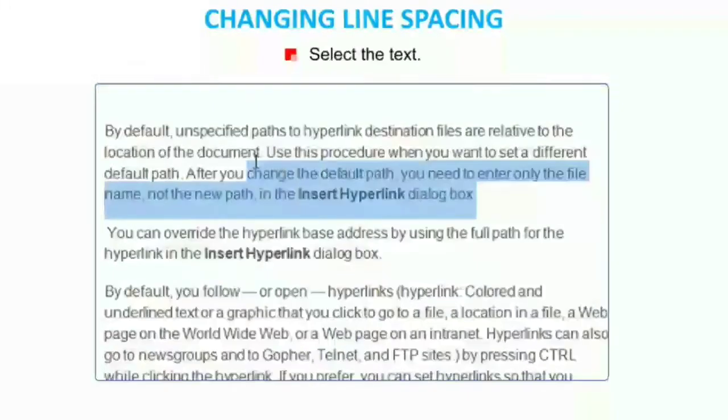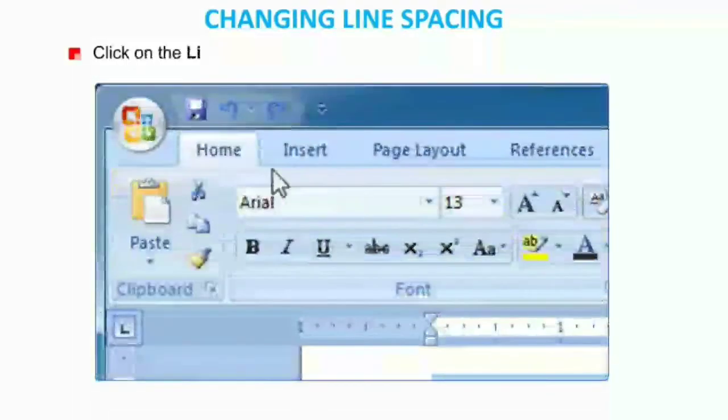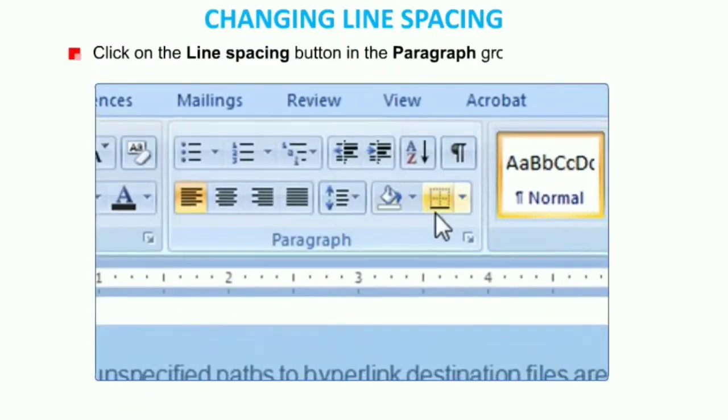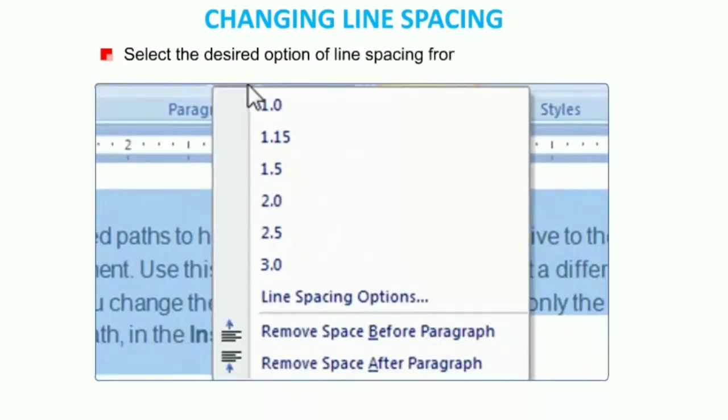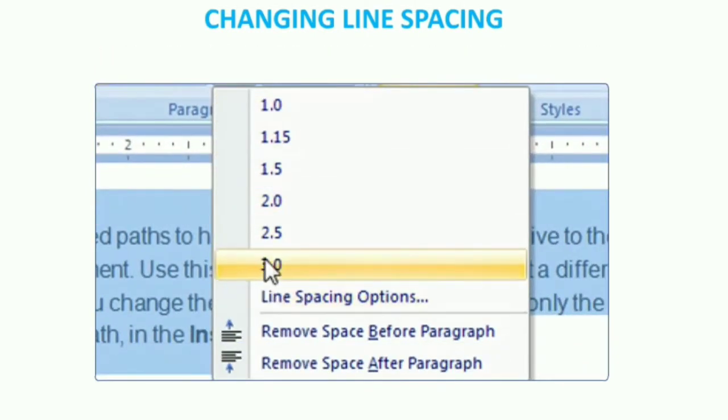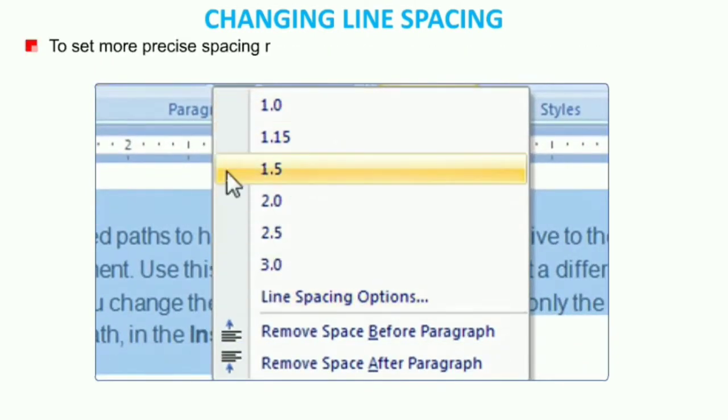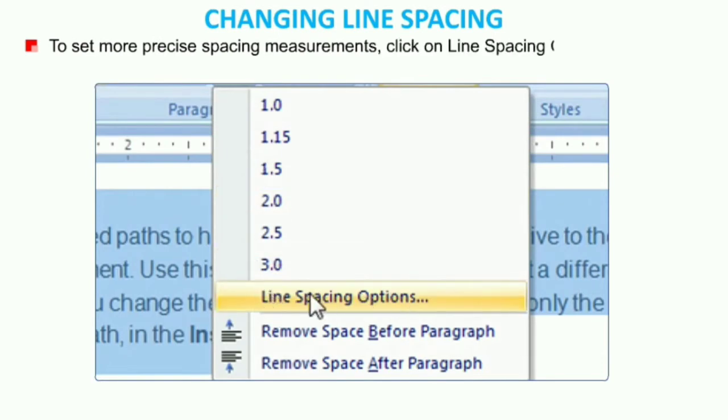Select the text. Click on the Line Spacing button in the Paragraph group on the Home tab. Select the desired option of line spacing from the drop-down list. Or, to set more precise spacing measurements, click on Line Spacing Options from the drop-down list.